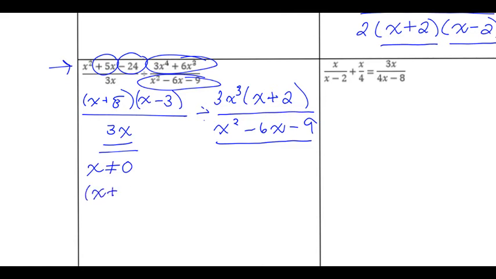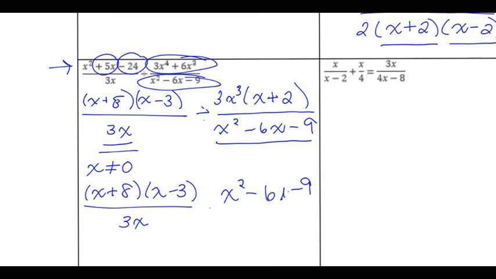So you have x plus 8 times x minus 3 over 3x times, and now flip the fraction or multiply by the reciprocal, x squared minus 6x minus 9 over 3x squared times x plus 2. The only additional restriction that I see here is that x can't equal negative 2 as well. This again would give me 0, but I already wrote that, so we don't have to repeat ourselves.